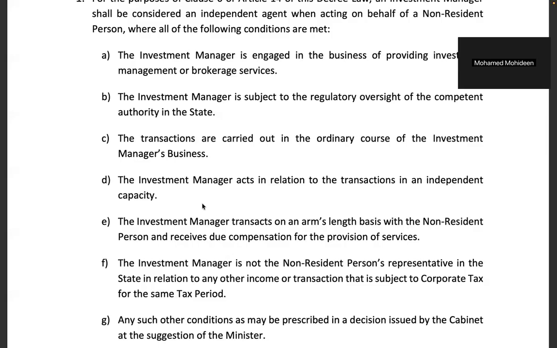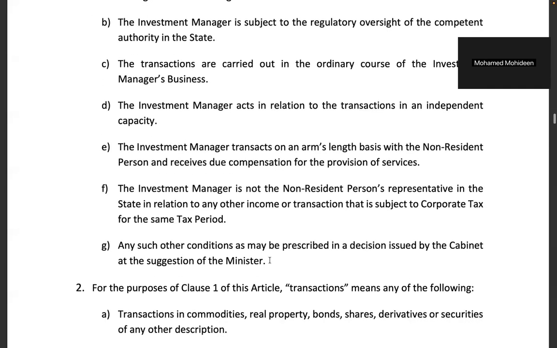Let's move forward. Let's finish this. You note whatever questions have not been answered, and we're going to debate and discuss if you want. That's not a problem. The investment manager acts in relation to the transaction in an independent capacity. We saw that as well. Investment manager transactions are at arm's length. We discussed that. Last point: the investment manager is not the non-resident person's representative in the state in relation to any other income or transaction that is subject to corporate tax for the same tax period.